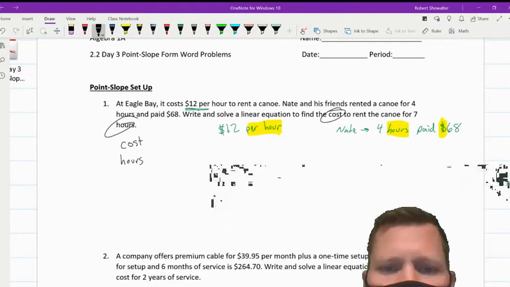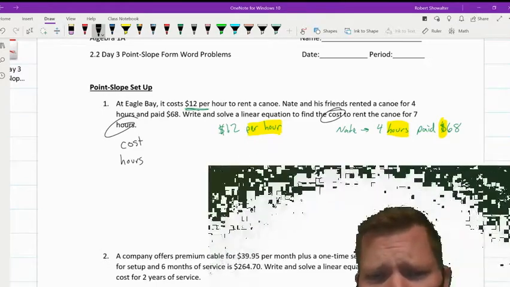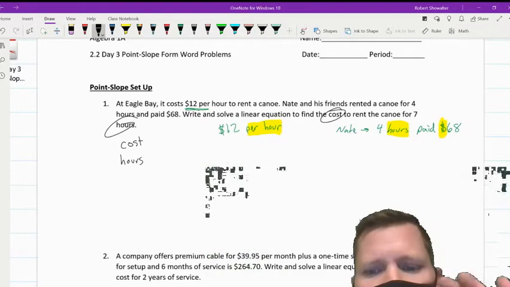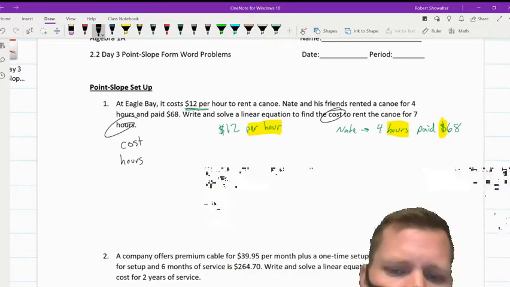Okay. Another thing is at the beginning of the chapter, we talked about slope being the rate of change, right? The rate of change of y over the rate of change of x.